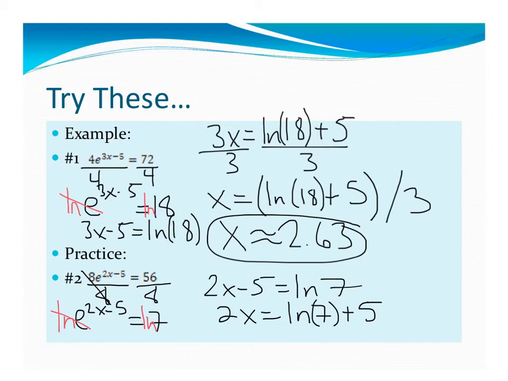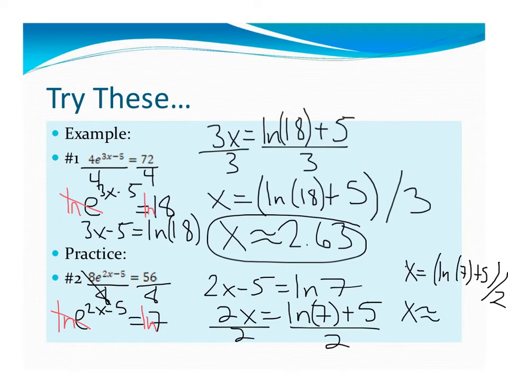This is exciting stuff right here. And then lastly, divide by 2. So remember, what I'm going to plug in my calculator will be this. It'll be x equals, and then parentheses, natural log of 7 plus 5, close your parentheses, and then divided by 2. I was running out of room there, but I got it all in. All right, once we plug that into our calculator, you're going to get x equals 3.47.